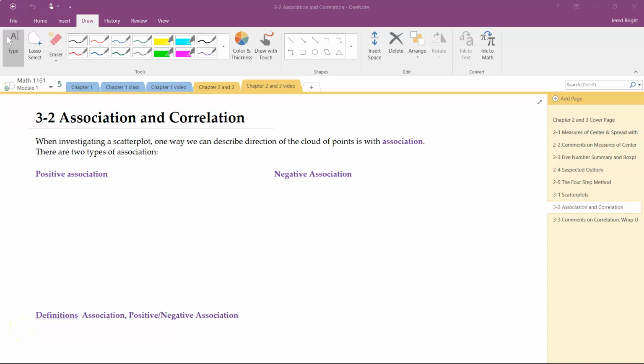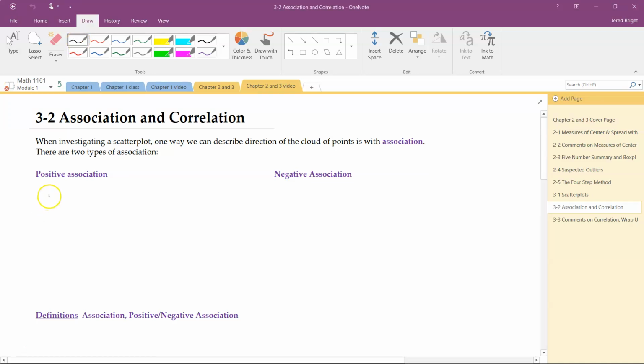In our description of scatter plots, we were talking about those three things: overall shape, strength, and so on, with the cloud of points, right? And one way that we can describe the direction of the cloud of points is with this concept called association. Association is simply a kind of visual pattern to the points. And there are two types of association, positive and negative association.